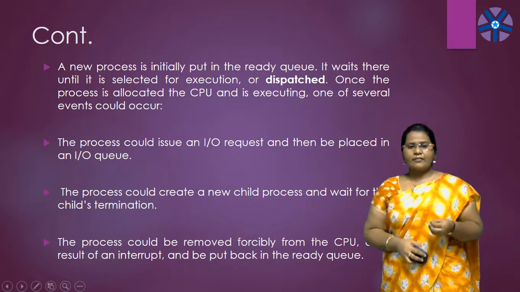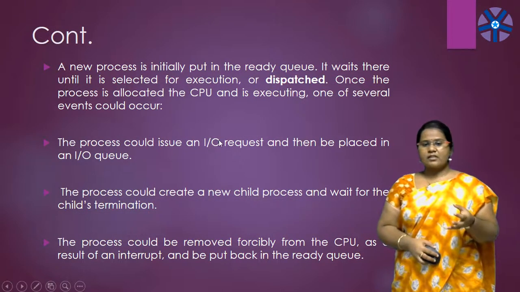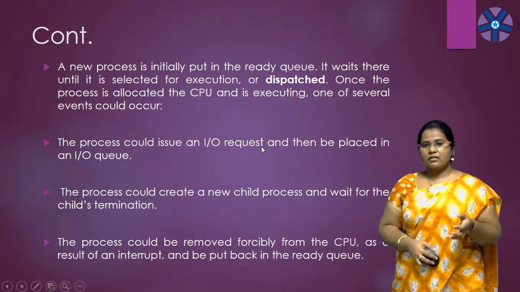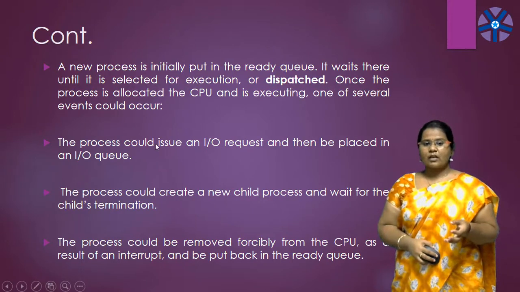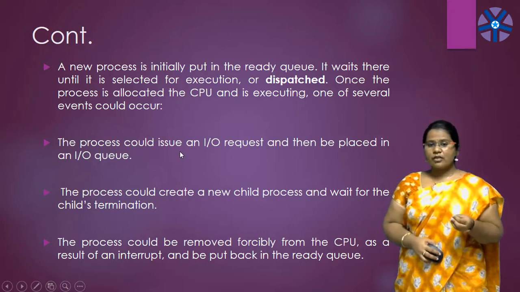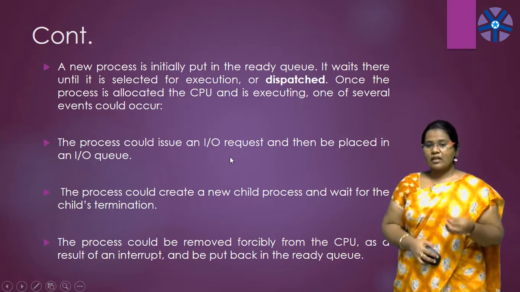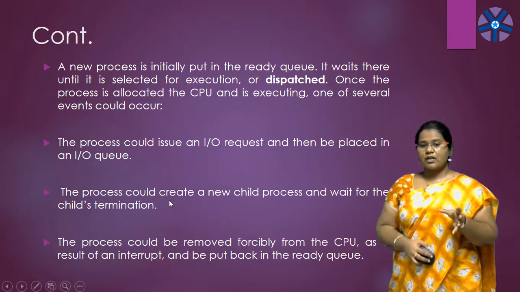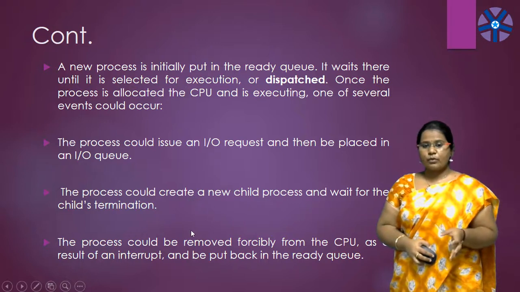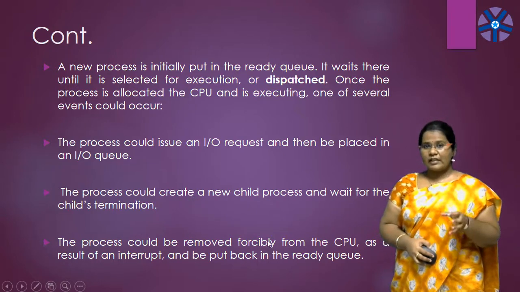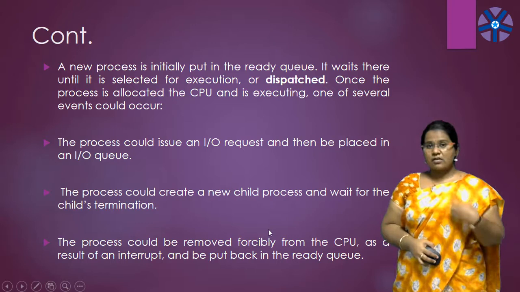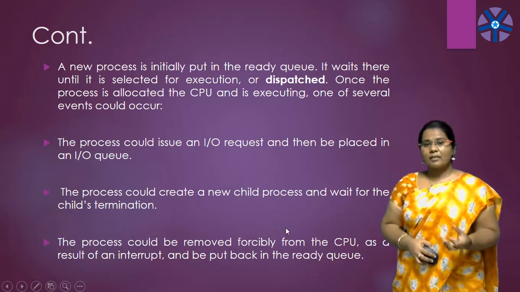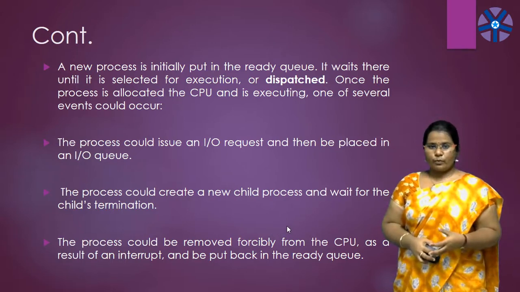And then here you can see the three situations where a process can come out. A process could issue an IO request, and then a process may come out. If there is a new child process, a process may come out of the CPU, and if there is an interrupt, then the process may forcibly be removed from the CPU.